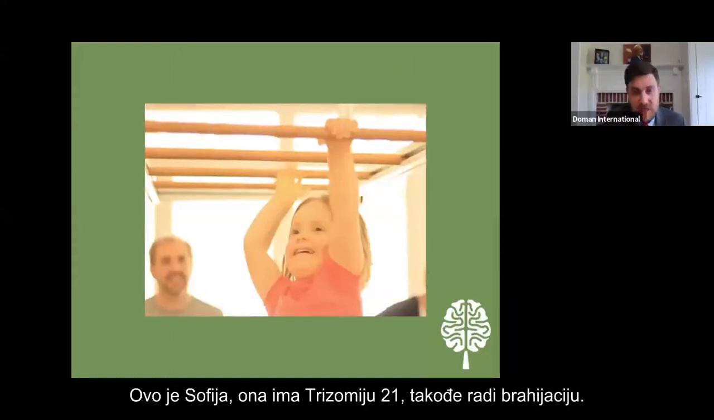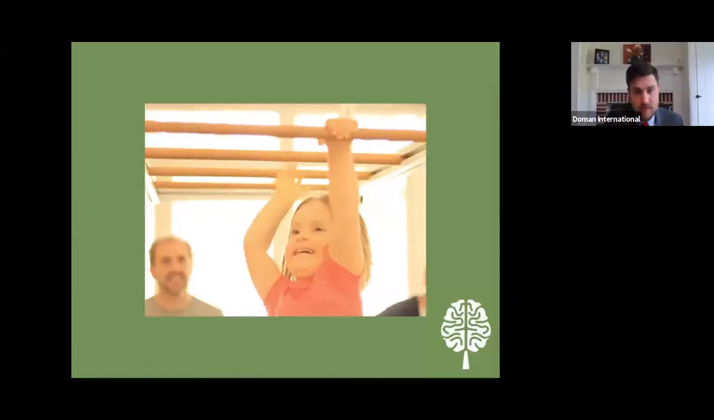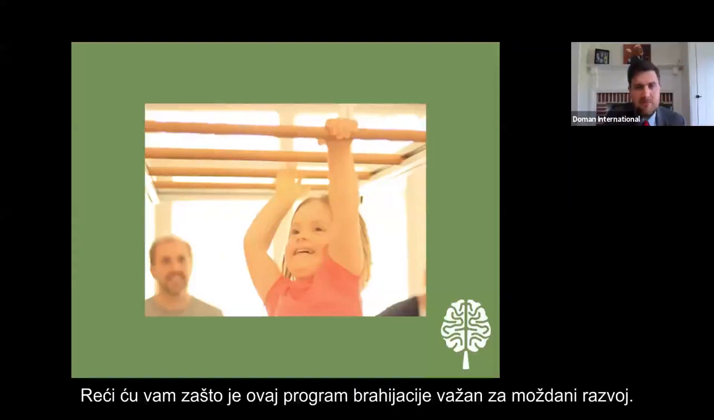Here's Sophia. Sophia has trisomy 21. She is also brachiating in this photo. Now, Sophia is 4 years old in this picture, and she later went on to graduate from our program and join her peers in school with other neurotypical children. Let's talk about this program of brachiation and why it can be so helpful for brain development.